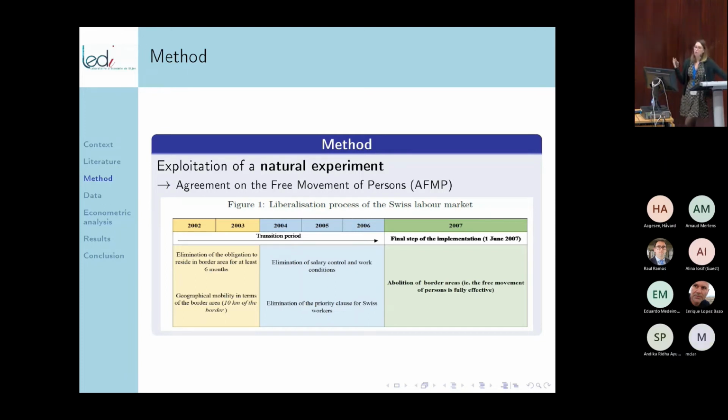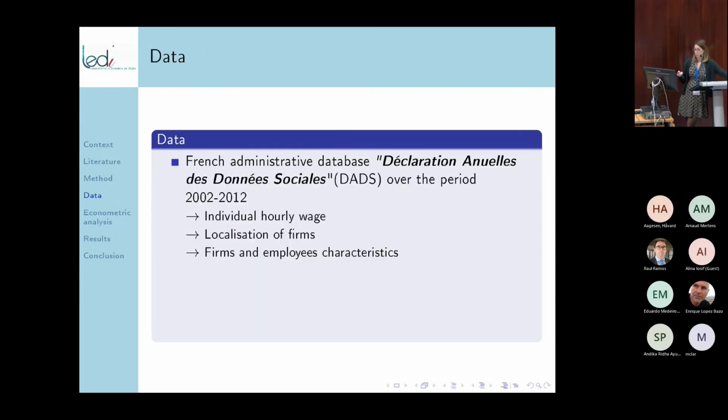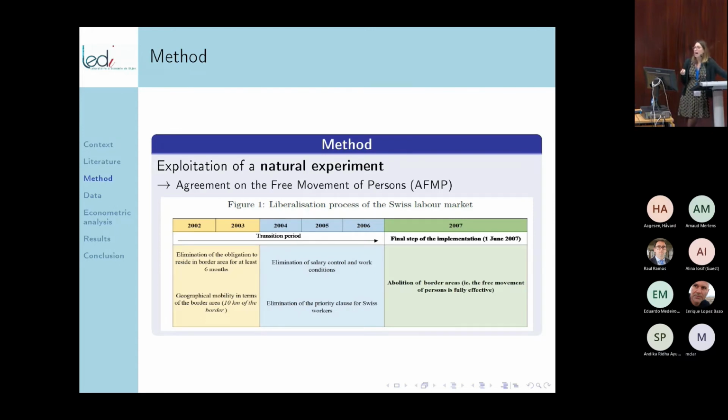The liberalization process of the Swiss labor market occurs in two steps. First, a transition period in which geographical mobility was restricted to people who live at 10 kilometers or less from the border. This means that only people who live at 10 kilometers or less from the border can apply for a Swiss permit. The final step of the implementation starts on the 1st June 2007 with the abolition of this border area. So after the 1st June 2007, people can live where they want to apply for a Swiss labor permit. Therefore, I focus on the final step of implementation, as it is from this date that the free movement of persons is fully effective and that the competition can be important between countries.